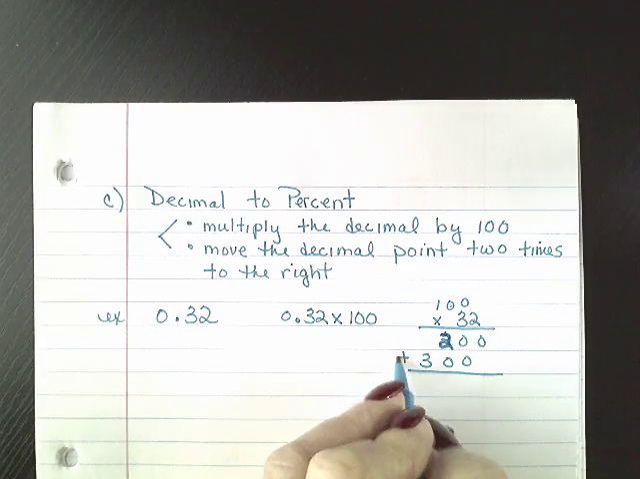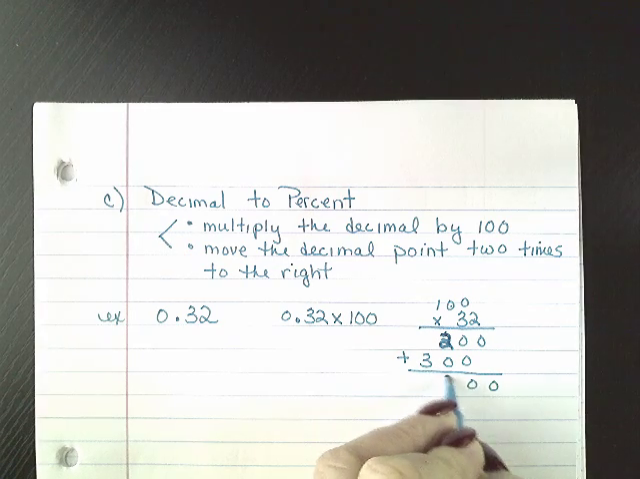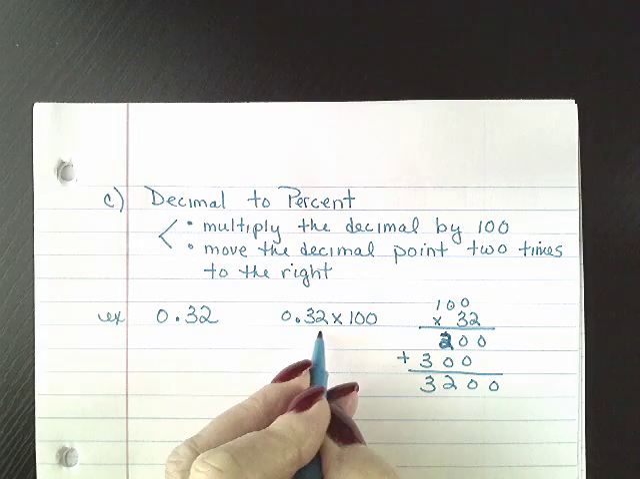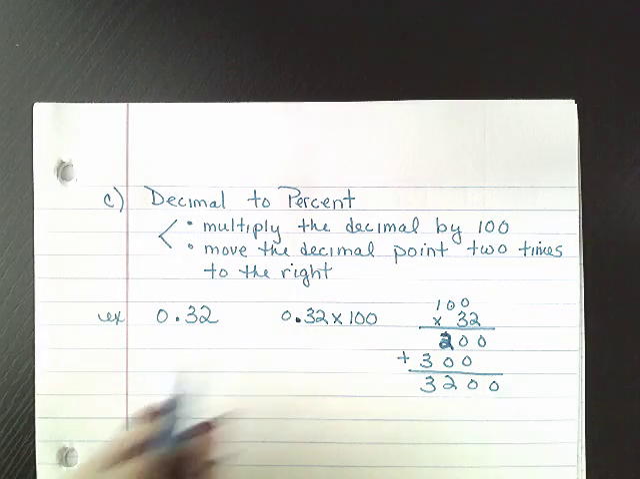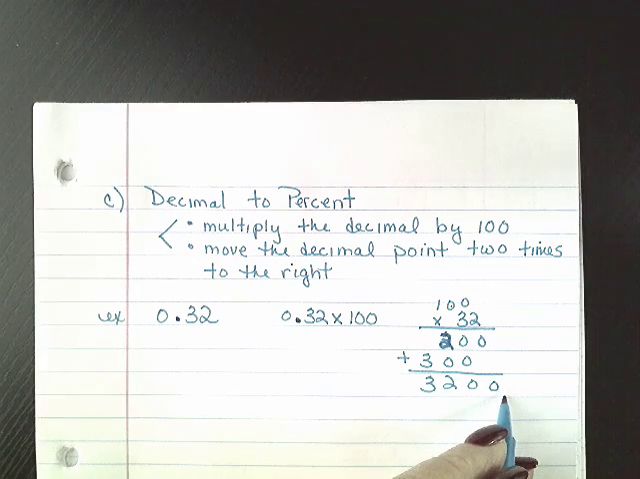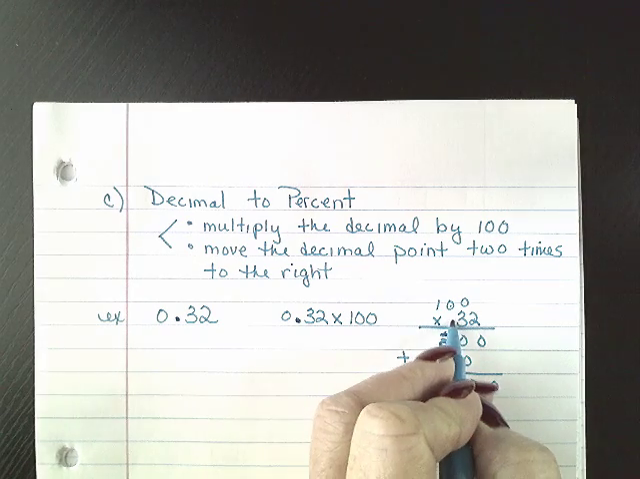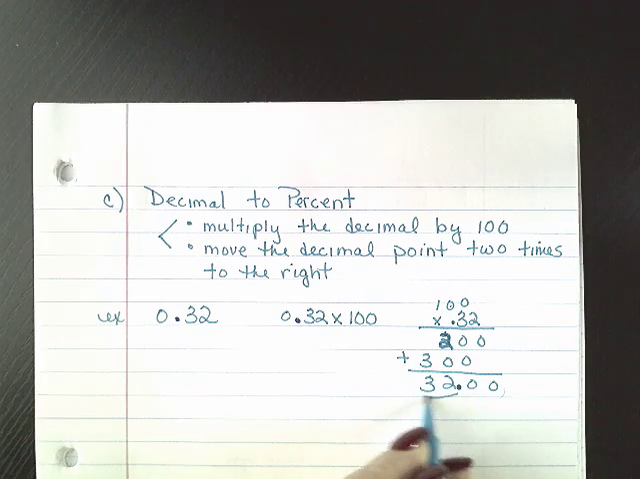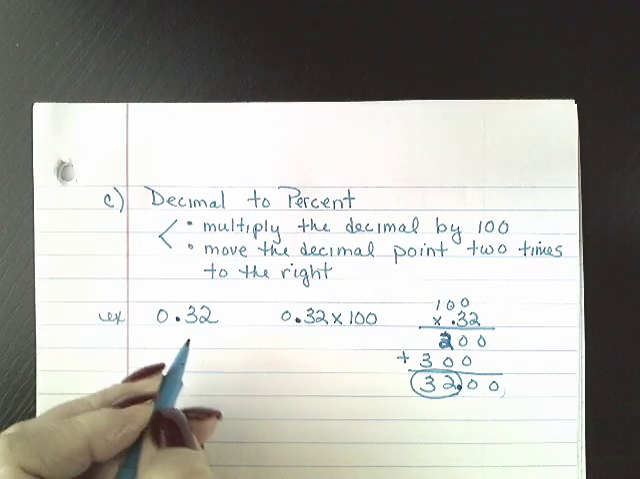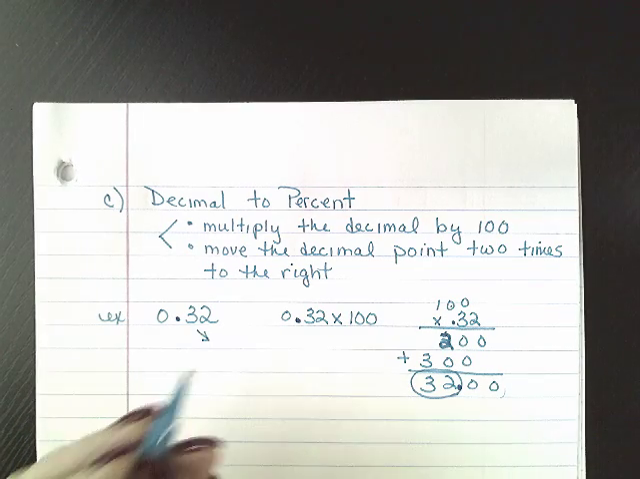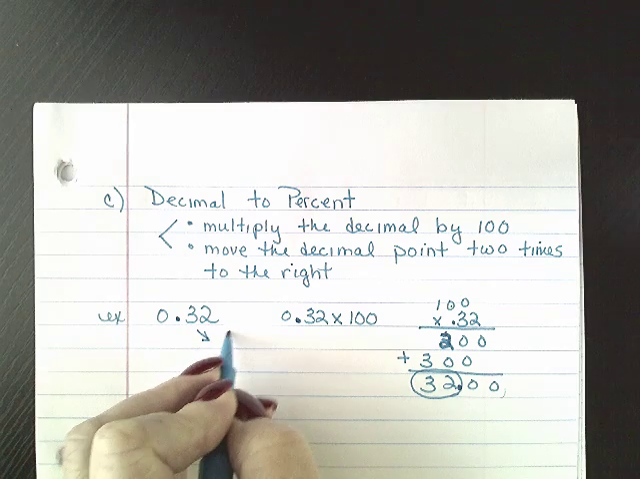When I add those up, I get 3,200. But you have to remember that you've got two decimal places here. So I would have to put two decimal points in here. So that would be 1, 2, and the decimal point would fall behind. So my conversion from 32 hundredths into a percent would be 32%.